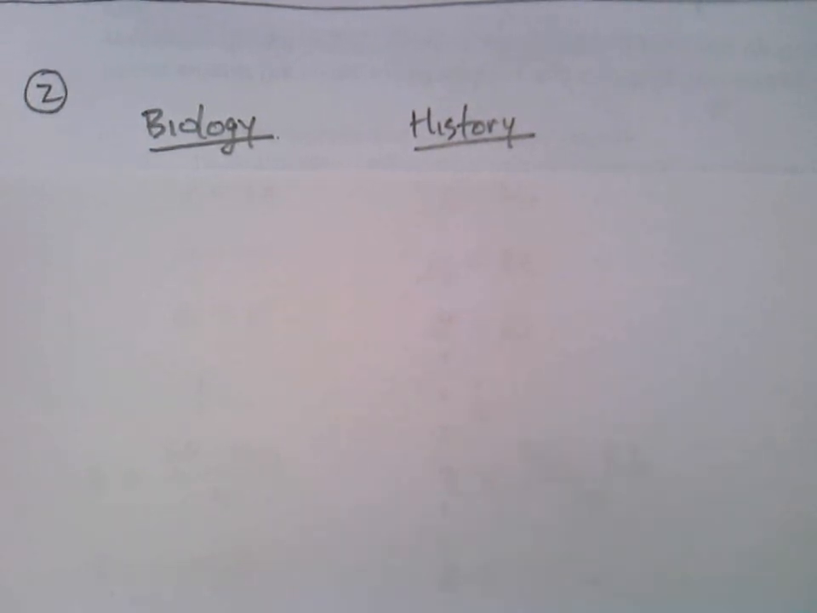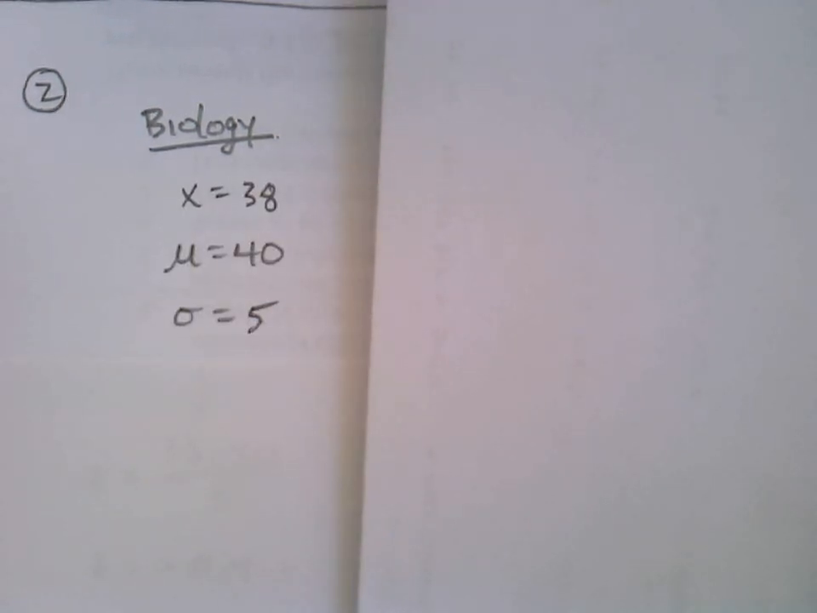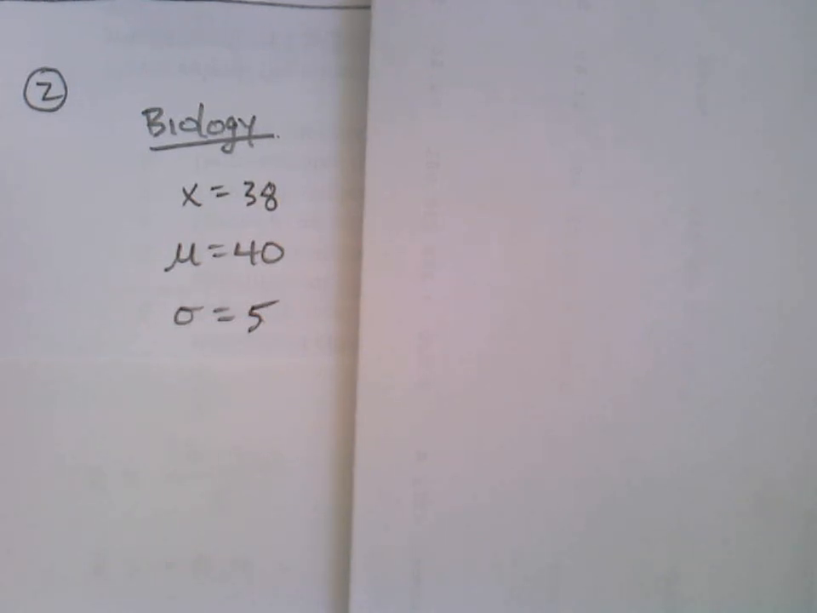So let's look at the biology first. I'm going to cover up the history test for just a second. If we go back and reread the biology, they give us 3 numbers. They give us his score, 38. The class average was 40. The standard deviation was 5. And so what does that mean for our formula? His score is the score in question, so that's x equals 38. And then we've got our average and our standard deviation.